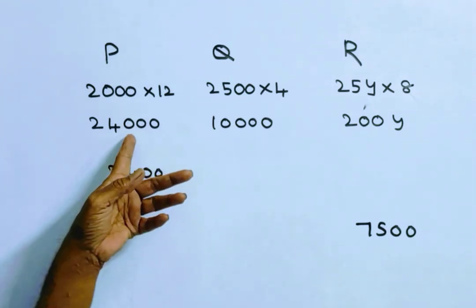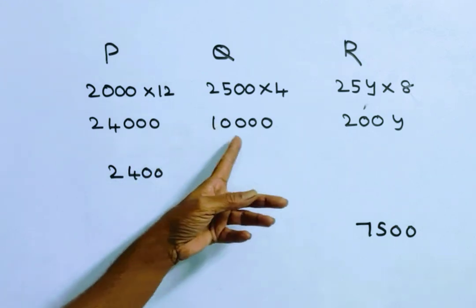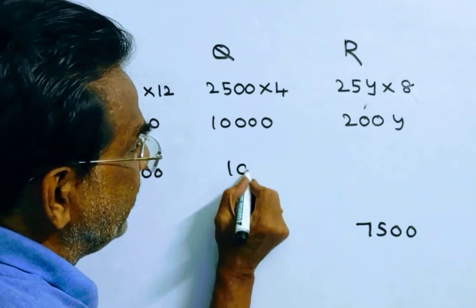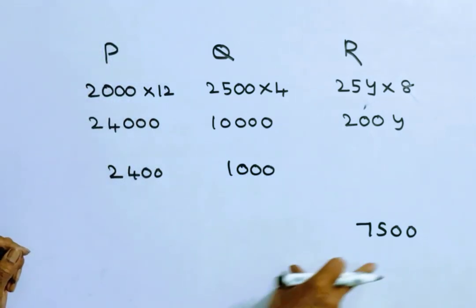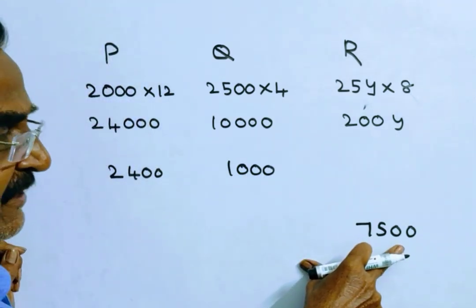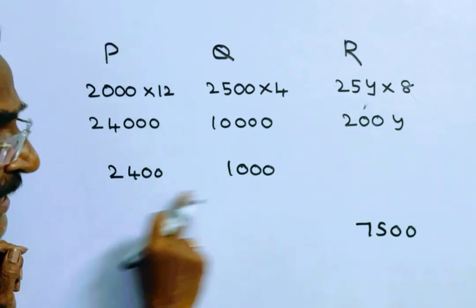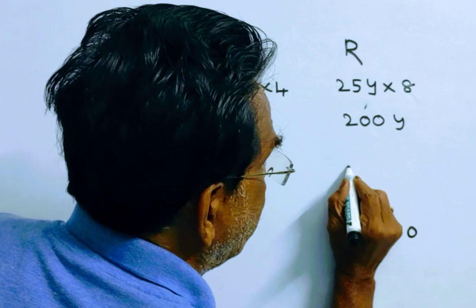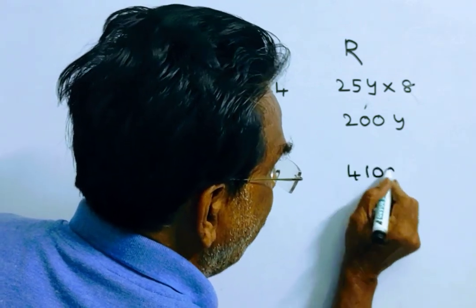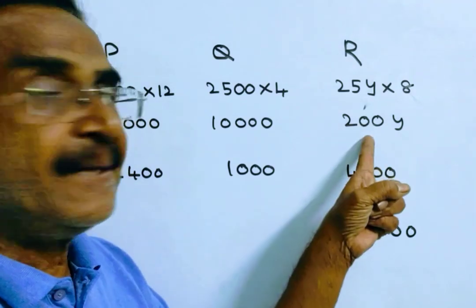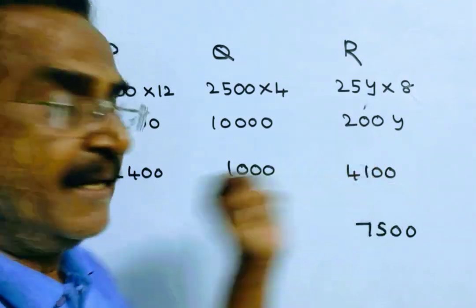This is 10% of 24,000. So Q's profit must be 10% of 10,000. Friends, total profit 7,500. P plus Q gets 3,400. Then R's profit must be 4,100. This is 10% of his capital.